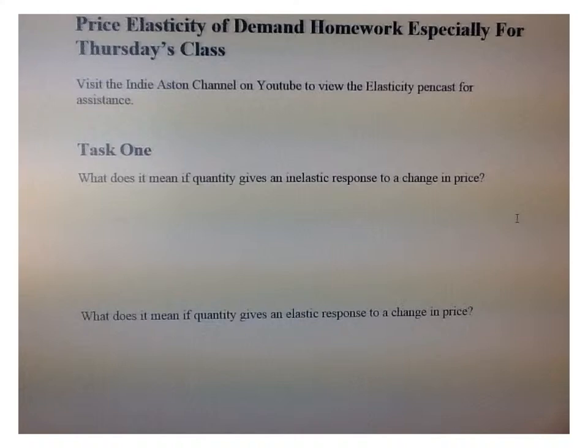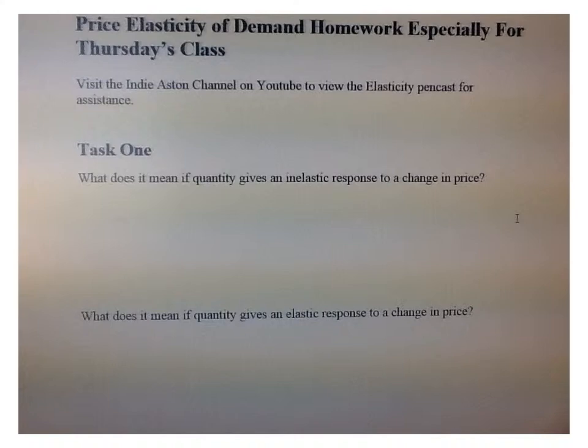Look, I'm going to quickly work through most of the tasks of this worksheet that I gave out on price elasticity of demand. Alright, so here we go. It's going to be pretty fast paced and I'll use the red pen. Hopefully that'll show up. Alright, task 1.